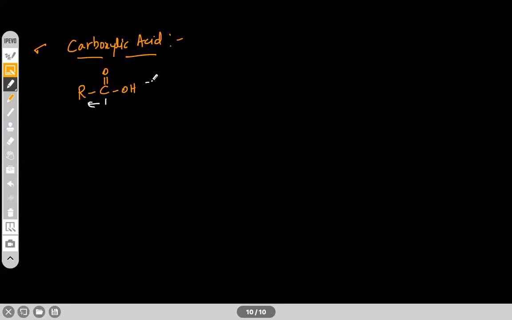The other one is carboxylic acid. R-C double bond O, OH, and we'll start numbering from this carbon atom. What is the suffix for this?